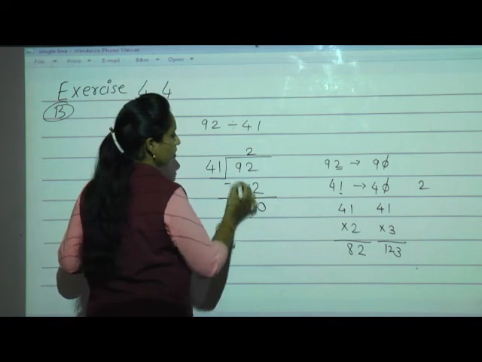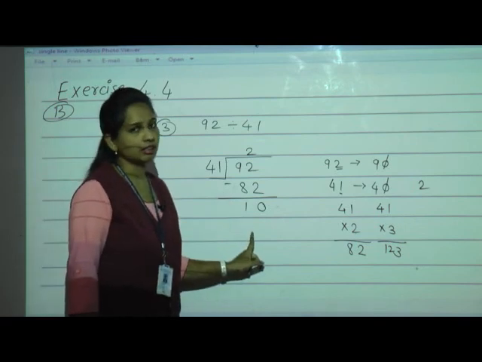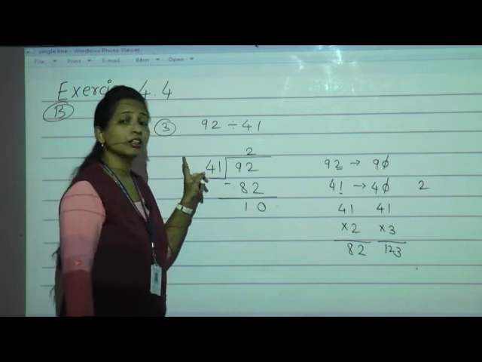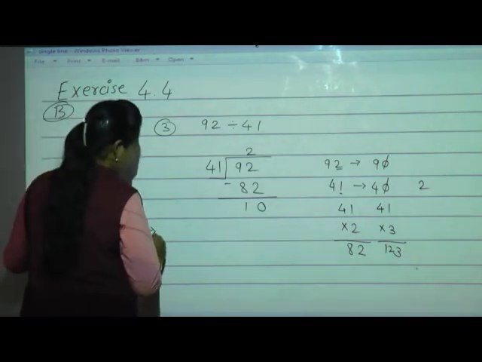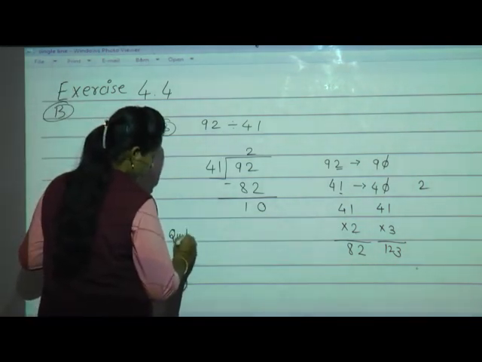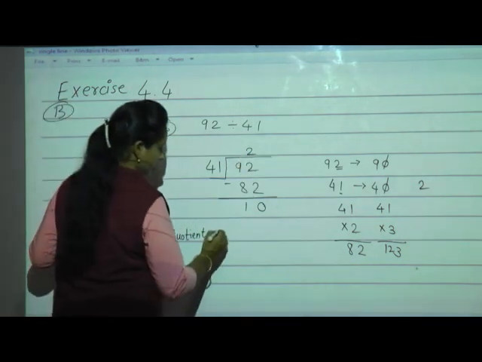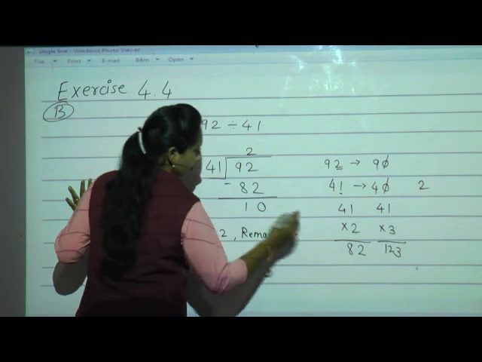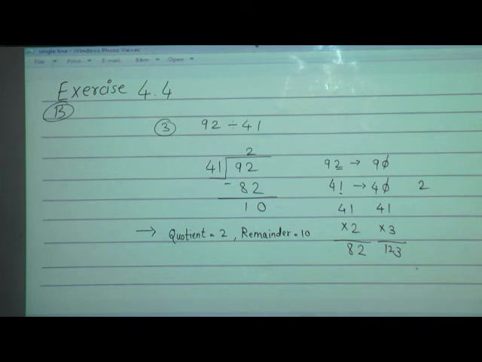Now do the subtraction. 2 minus 2 is 0. 9 minus 8 is 1. Now 10 is smaller than 41. So here we have to stop. Whenever the number is greater and can go from the divisor, that time only we have to see. So what is your answer? You have to write quotient is equal to, what is the quotient? 2, isn't it? And what is the remainder? See, 10. Clear? Understood? We'll solve the next sum.